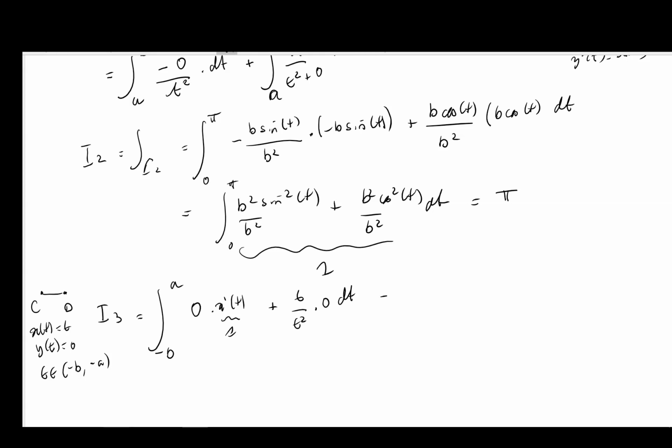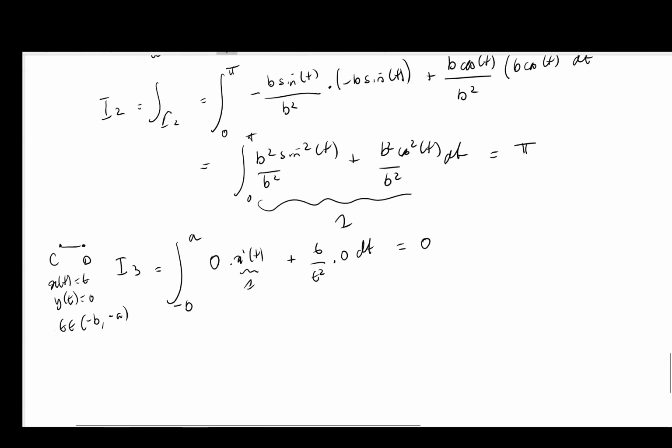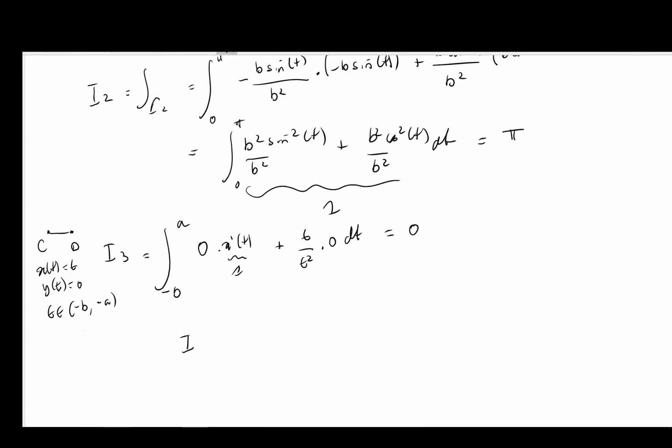So again, we get that the circulation on the straight line is equal to 0. And then what do we get? That's I3, and then we get I4, where we're going to go from point D to point A.